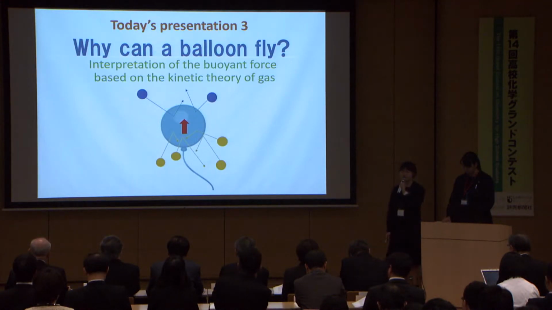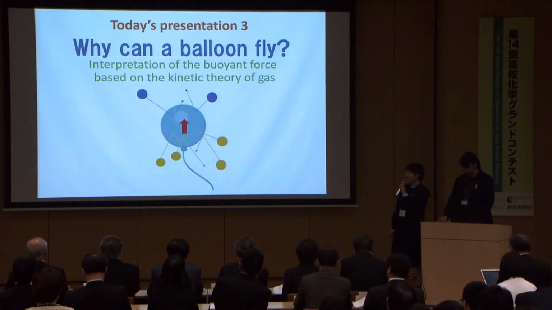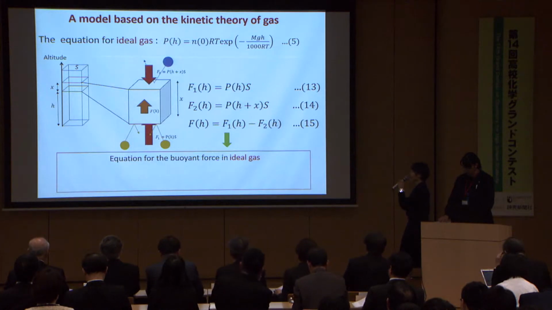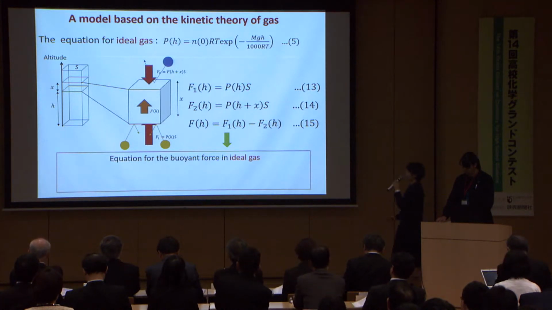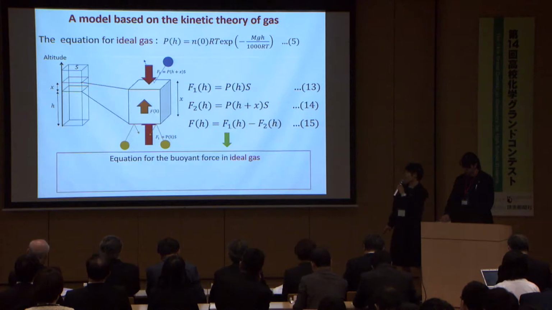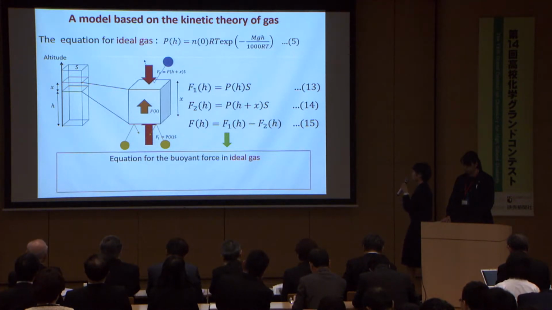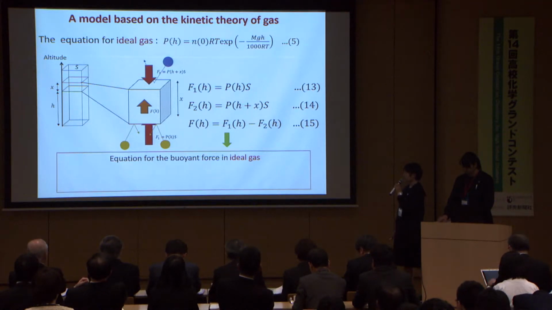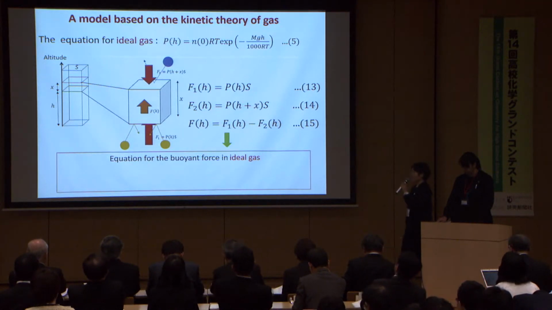Now, let's go to the third scene. Why can a plane fly in the air? Interpretation of the buoyant force based on the kinetic theory of gas, or molecular collision theory. This shows the interpretation of the buoyant force based on the kinetic theory of gas. Equation 5 is for the atmospheric pressure in ideal gas. This was derived from the kinetic theory of gas.